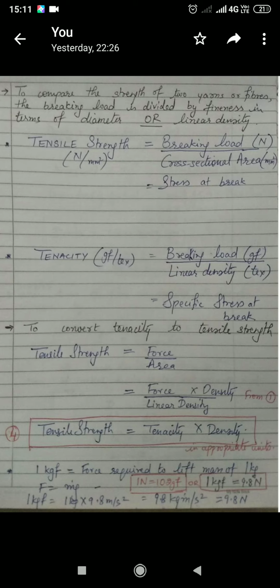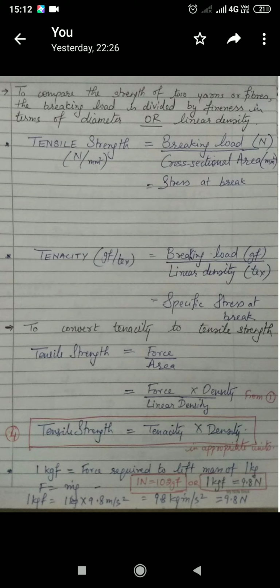Now when we try to find the relation between these two terms, that is tensile strength and tenacity, then as it has been shown here, if we put the expression of density, that is volumetric density, mass per unit volume, where volume can be expressed as area into length, so this relation can be derived, that is tensile strength is equal to tenacity into density in appropriate units.